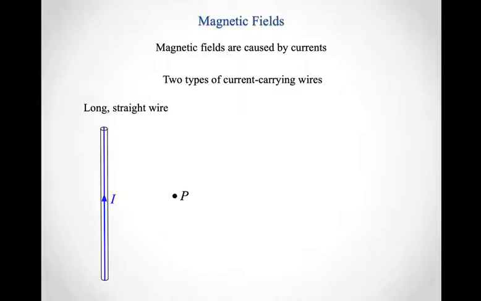We're going to be interested in the magnetic field at point P caused by this long straight wire. Our other option will be when we have a current loop. And in this case, we'll be interested at the point P at the center of the loop. We'll have a conducting wire carrying some current around in a circle, and we'll talk about how to calculate the magnitude and direction of the magnetic field at the center of that circle.